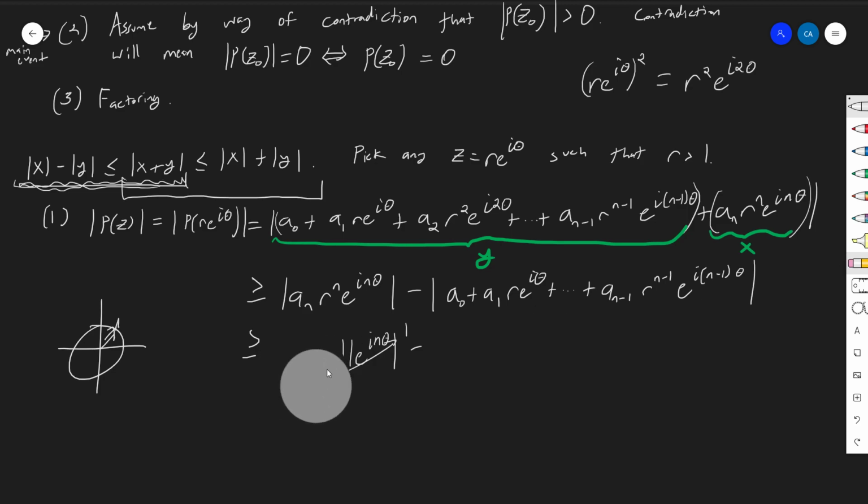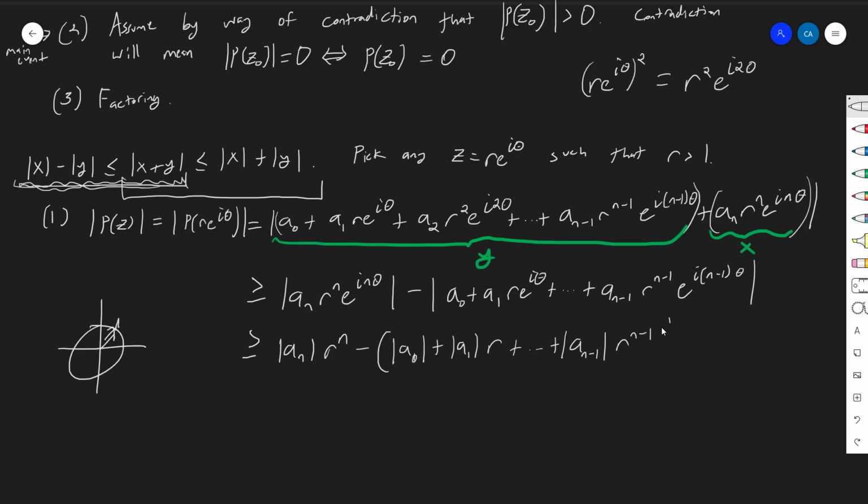So let me just erase all of that, and instead I'm going to write the simplified version: this is a sub n times r to the n, and I can just ignore the e to the i n theta, minus parentheses a sub 0 plus a sub 1 magnitude r plus dot dot dot plus magnitude a sub n minus 1 r to the n minus 1, and then that's it. So this is what I'm left with. I've got that my polynomial p of z for any z where the radius is greater than 1 is equal to this. I haven't even used the fact that the radius is greater than 1. Any p of z is greater than or equal to this, always.